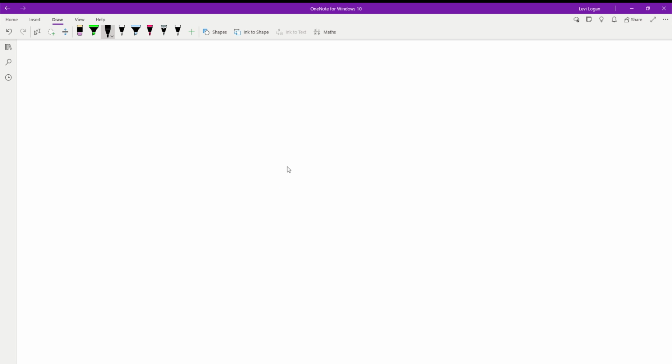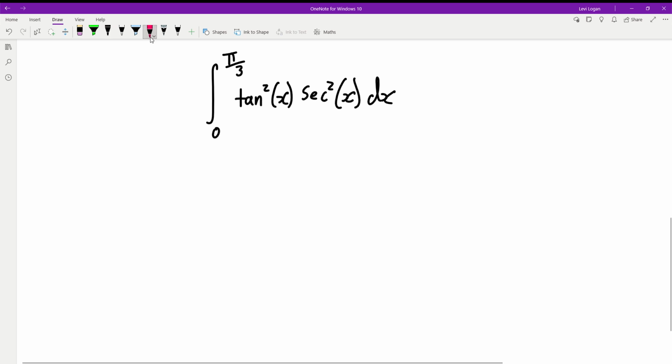In today's video we're going to be evaluating this following integral. Let's make that a bit thicker. The integral from 0 to pi over 3 of tan squared x sec squared x dx. Okay, so at the start this looks quite hard, but all we need to do is use a u substitution.